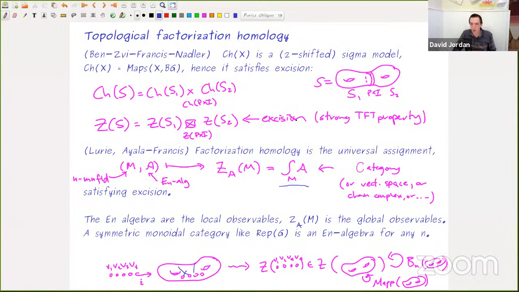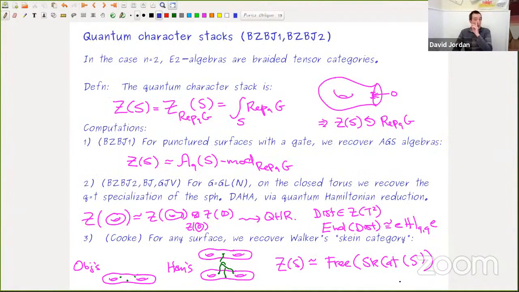Okay. My collaborator Adrien Brochier and I were studying some constructions that we had come across in representation theory of quantum groups that had exactly this flavor. So there was some sort of invariant that you could attach to a surface. It had these braid group actions, it had these mapping class group actions. And at the time I was a postdoc with David Ben-Zvi. And when he saw this, he said, okay, this sounds like you're doing factorization homology. And so that began a very fun collaboration to define what we call quantum character stacks.